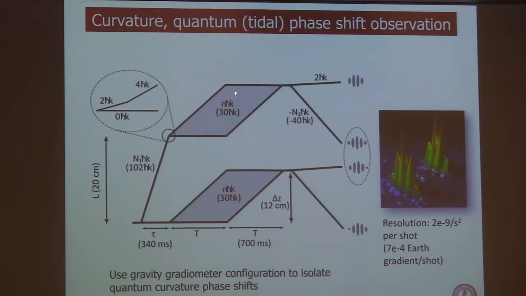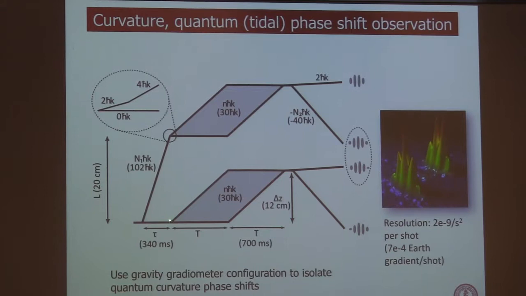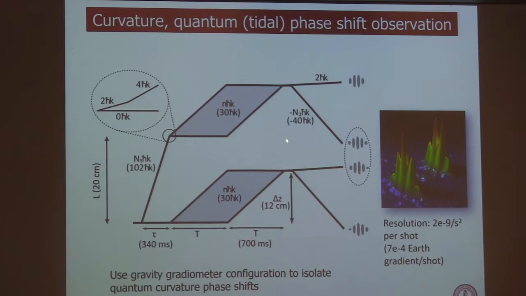This is separated by 12 centimeters, and so the force due to gravity on this arm is different from the force due to gravity on that arm because of a gravitational gradient. And then this loop here also has that same situation. We're going to design an apparatus such that the gravitational gradient in this area is different from the gravitational gradient in that area. And then we're going to compare the phase shifts from this loop to that loop by steering the wave packets back together and taking a picture.